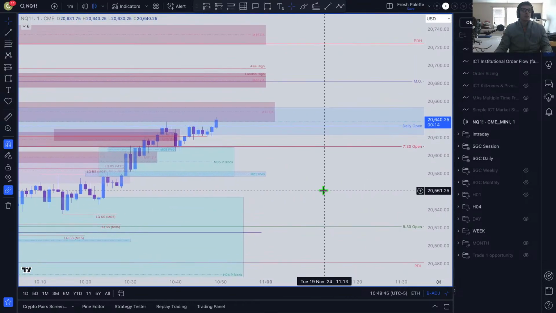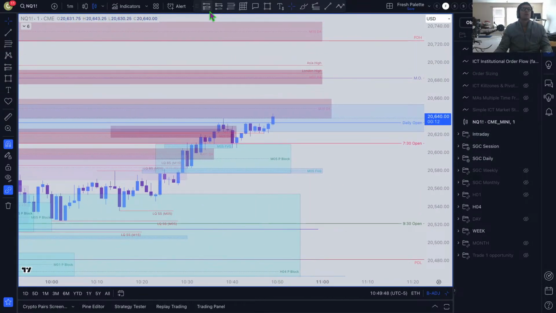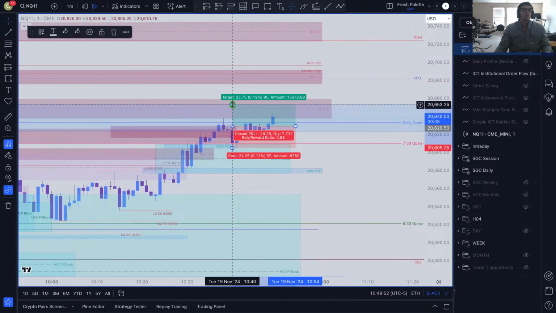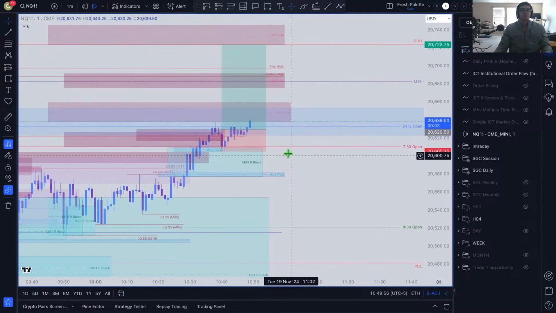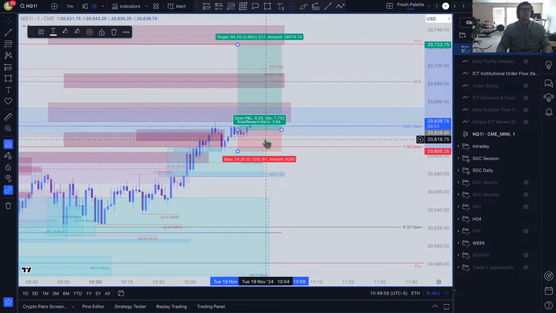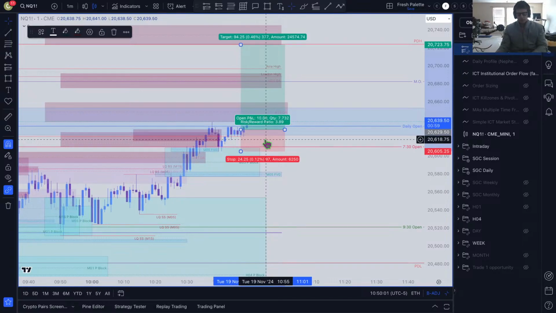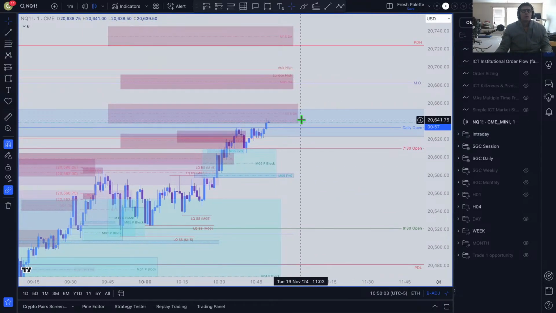Again, I think arguably you could have taken this re-entry here. Or maybe up to there. I think that's the other trade. But you're coming into this 15-minute.